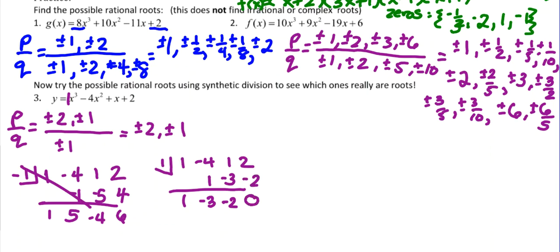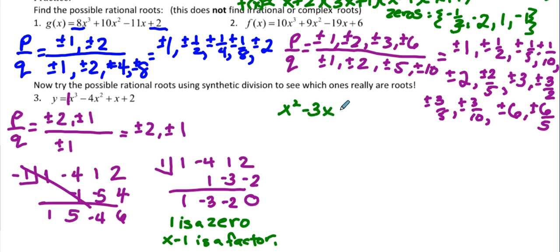1 is a 0, so I'm going to write that statement. 1 is a 0. And if 1 is a 0, I also know that x minus 1 is a factor. Okay, so now I'm left with 1x squared minus 3x minus 2. And I would be looking for numbers that multiply to -2 and add to -3, but those numbers don't exist, so this is not factorable. Now I can still find roots, but they're not going to actually be rational roots, because you would be able to find rational roots by factoring.